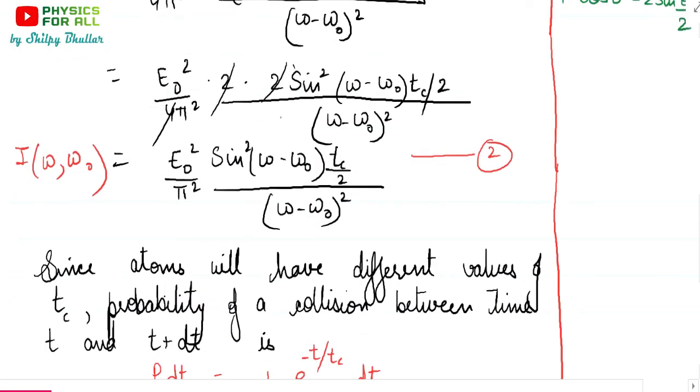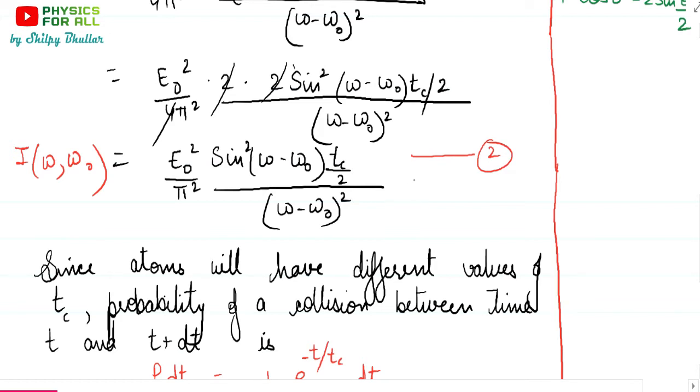The only thing that we will change now when we are using this function is, as we are averaging for all values of time from 0 to infinity, instead of using this TC, we would be using T, so that we can integrate over a range of time. TC is simply the time between collision, but different atoms have different times of collision, and we have to see the probability of collision between a particular time interval.